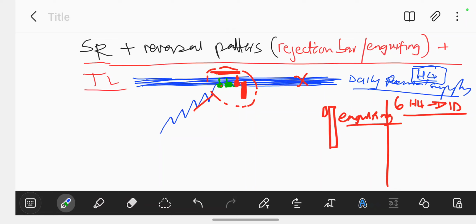Engulfing. So the first person has entered already. Remember, the first person entered when you were seeing these rejection bars. They entered. Now the price is going down. They are happy. The second guy is trying to enter. He was waiting for more confirmation. There's a rejection bar there, which is a sign, which is the reason why the first guy sold.